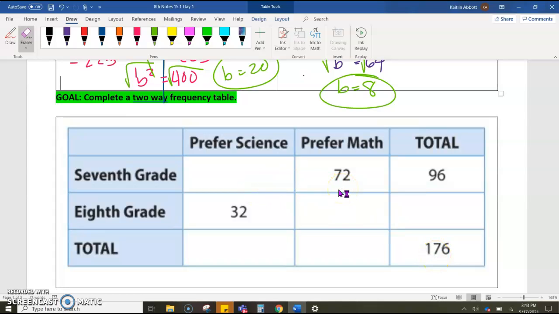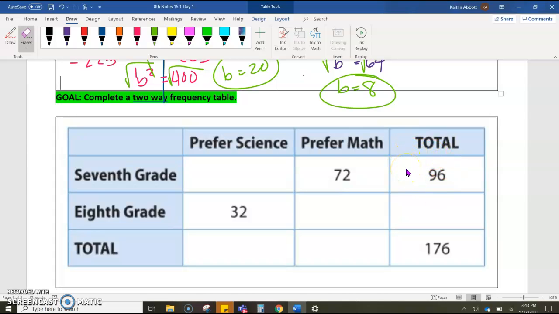So I would personally say you should start in the row or column that has at least 2 numbers. So I could start here, or I could start here. They both have 2 numbers. Let's start with prefer science, prefer math. So this number plus this number should get me 96.